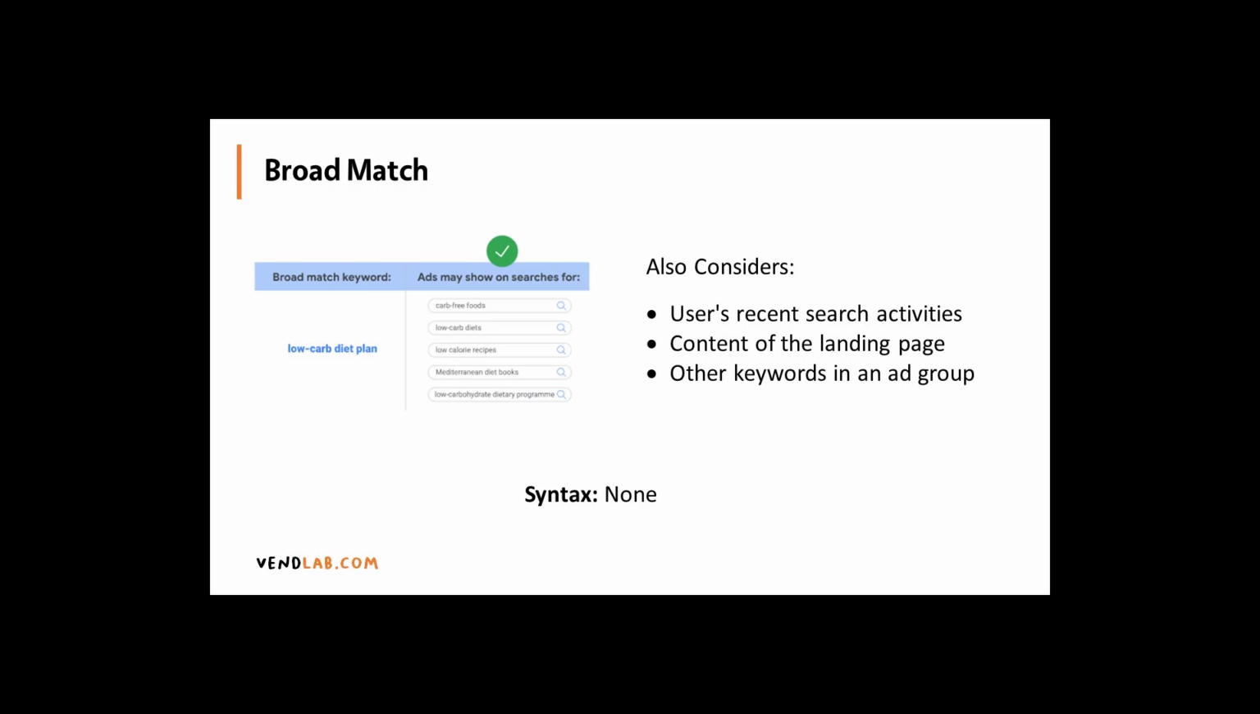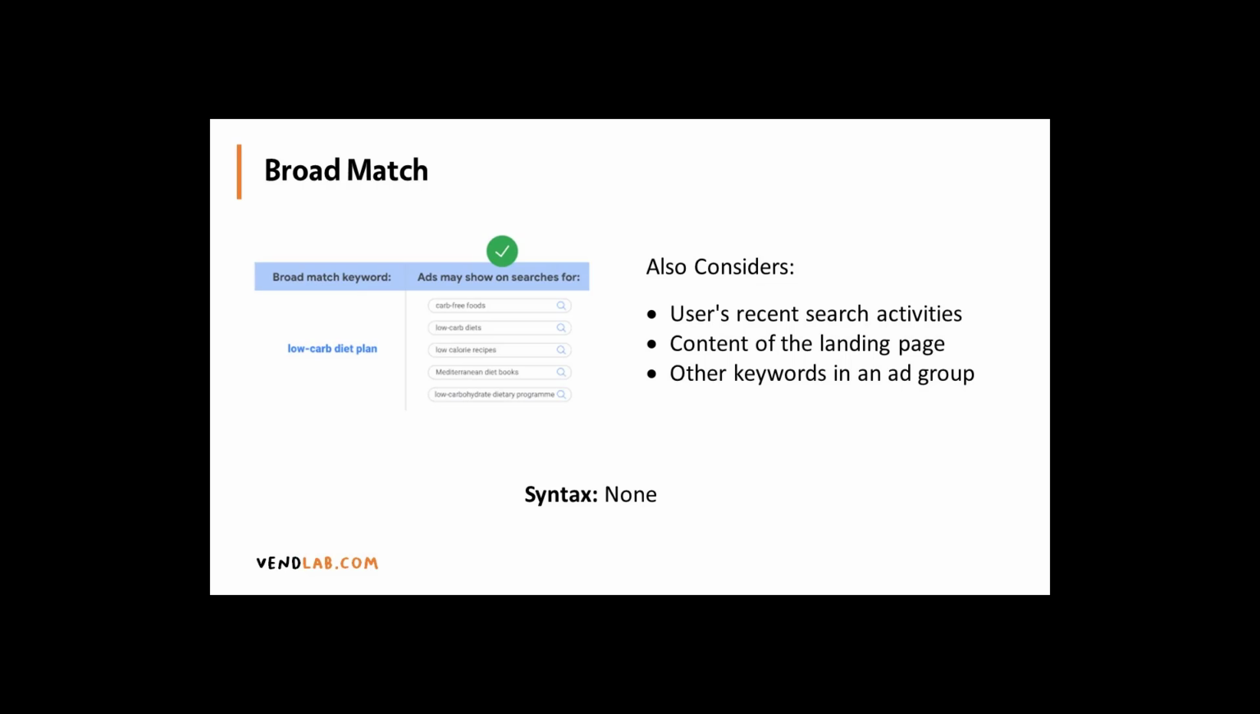With broad match, ads may show on searches related to your keyword, including searches not containing the keyword terms. This helps you drive more visitors to your website and makes it easier to build keyword lists. Broad match is the default match type. Here is an example of how broad match works.